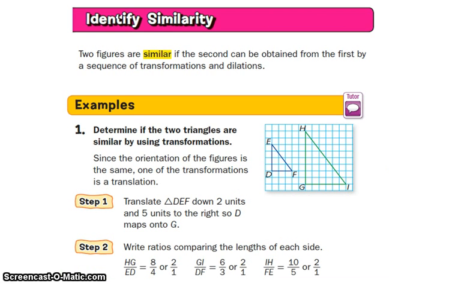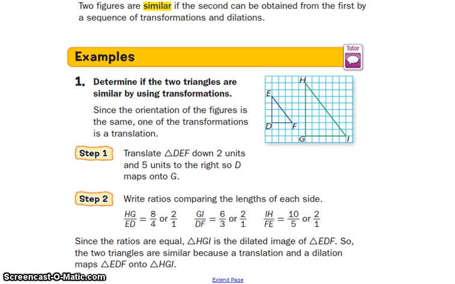Let's take a look. The first part, what we're going to do is just identify similarity. We're going to say, are these 2 figures similar? And we're going to do that by using transformations again. Let's look at example 1 here. Determine if the 2 triangles are similar by using transformations. So we want to look at triangle EDF and triangle HGI, and we want to see if they're similar.